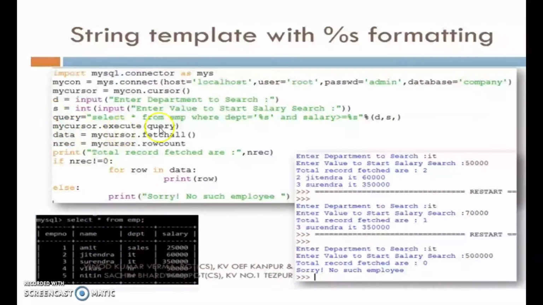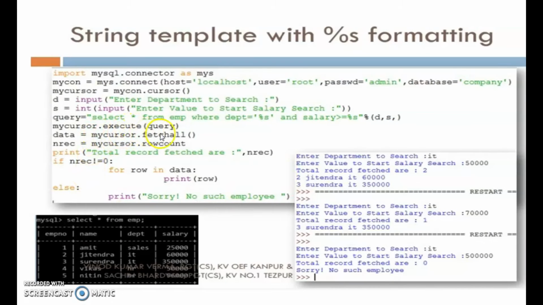Then query: select star from EMP where department is equal to %s. See here, the %s is given in between single quotes, and salary is equal to %s. Then here, % (D, S). The first %s will be substituted by D, and the second %s will be substituted by the variable S. After each variable, you can put a comma. Children, here %s is a string, that's why we are giving it in between single quotes.